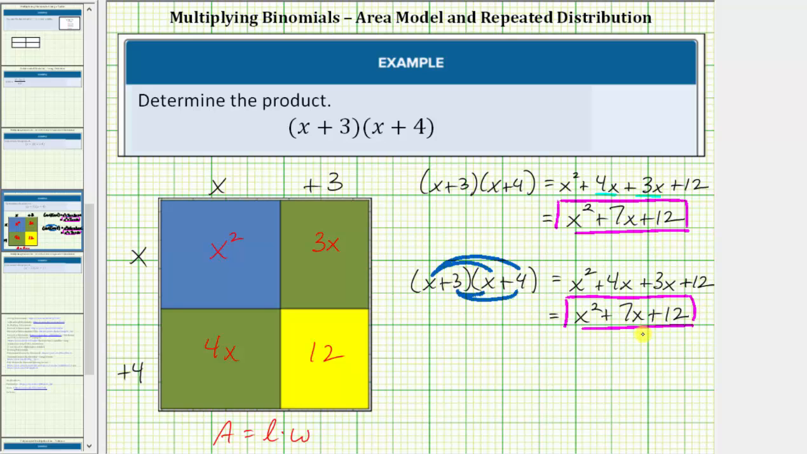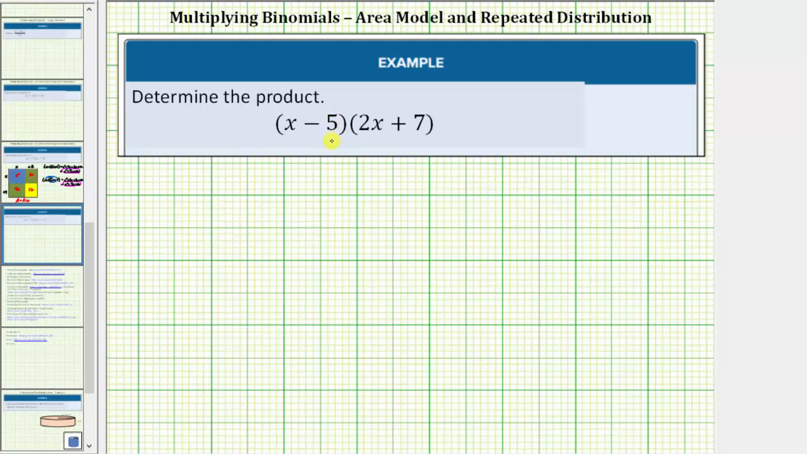Let's look at one more example and just use a repeated distribution technique. Let's determine the product of these two binomials. We have the quantity x minus 5 times the quantity 2x plus 7. We now know we'll have 4 products. We find the first 2 products by distributing the x in the first binomial into the second binomial, and we find the other 2 products by distributing the second term in the first binomial into the second binomial. Again, notice how we have 4 products.